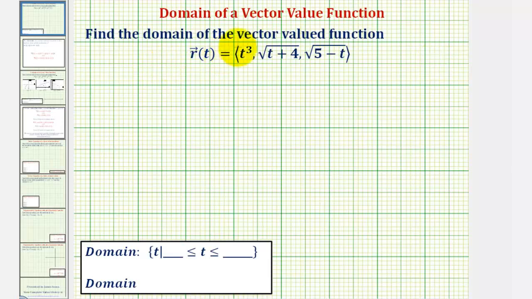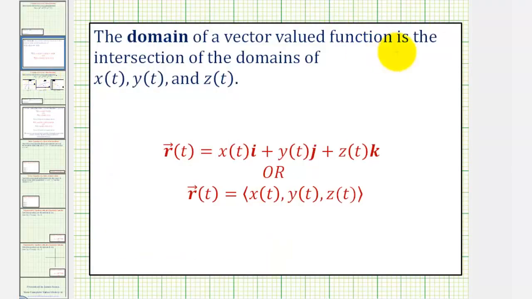We want to find the domain of the given vector-valued function, where the domain of a vector-valued function is the intersection of the domains of x of t, y of t, and z of t, where x of t, y of t, and z of t are the x, y, and z components of the vector-valued function.